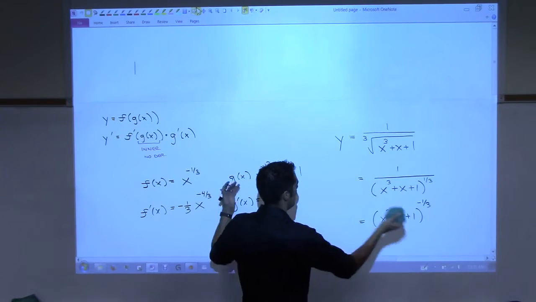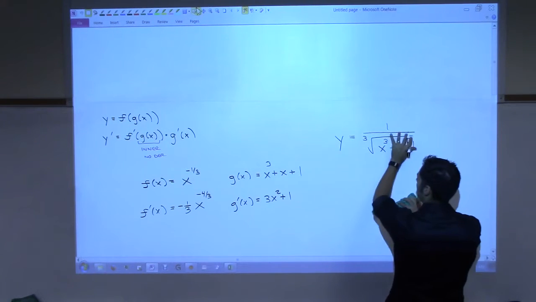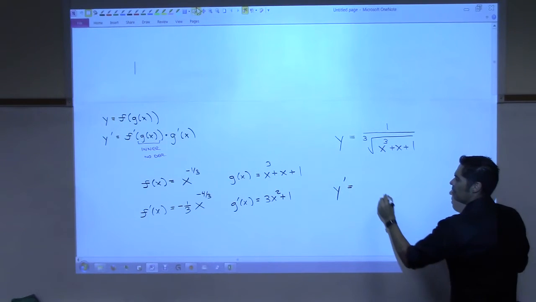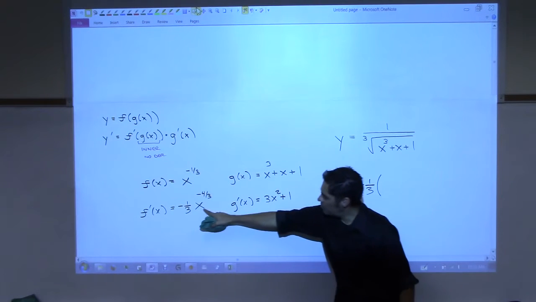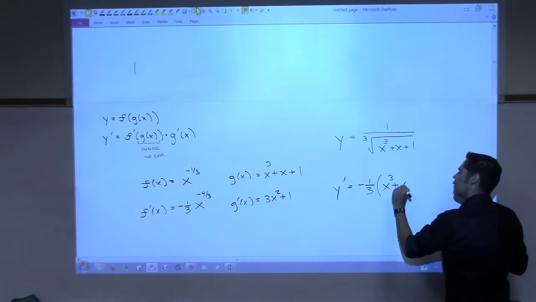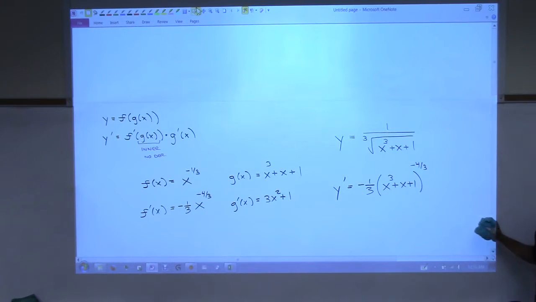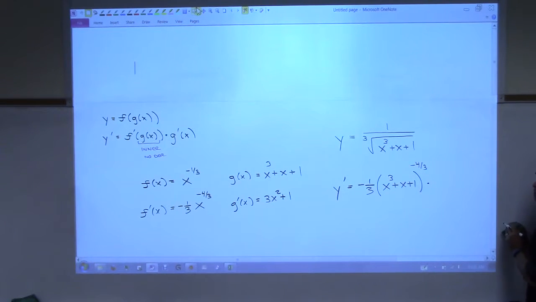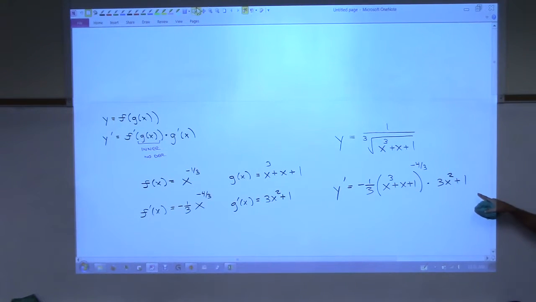I'll put it right here. The derivative of this is f prime with g plugged in. So negative 1/3, but instead of x, I'm plugging in g, right? So x cubed plus x plus 1 raised to the negative 4/3 times g prime, which is 3x squared plus 1. And is that correct like that?